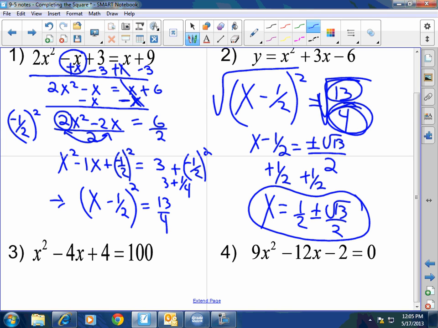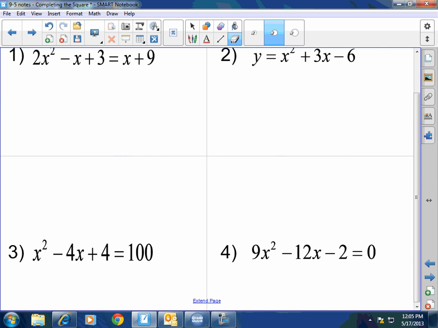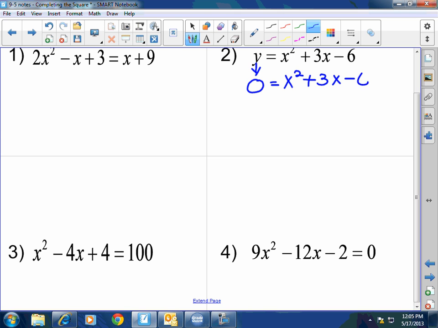Any other questions here, guys? Because I have to erase it. Going once. Twice. All right, sold for a dollar. Let's do number 2 then. What's the first thing I got to do for number 2 right off the bat? No. Make that y a 0. Because remember, when we're solving for the x, isn't the x-intercept the x value when y equals 0? Thank you, gentlemen.